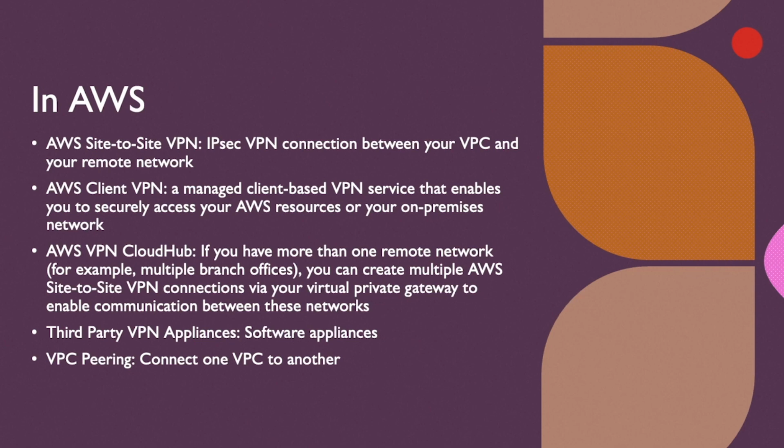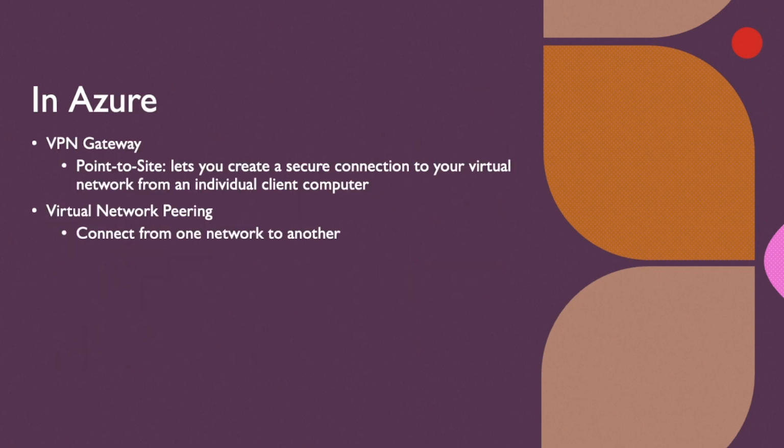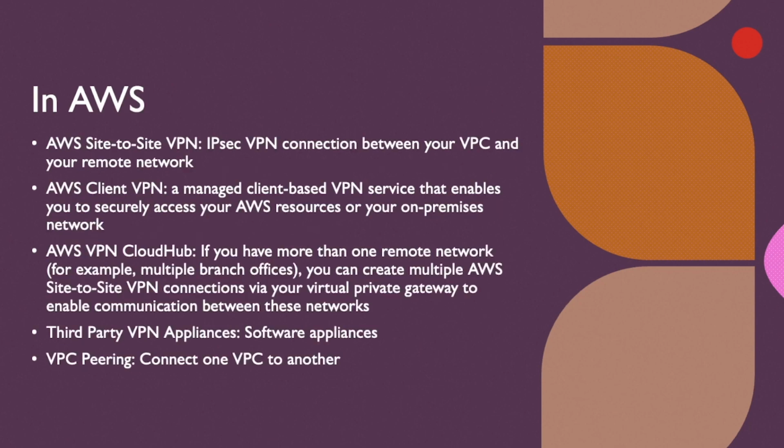Then you have some third-party VPN appliances, which you can do the same thing in Azure. Let's say you got Cisco ASA or something, you can install it as software inside of the cloud. And then you have VPC peering, which again is just like the virtual network peering, and that just connects one VPC to another.